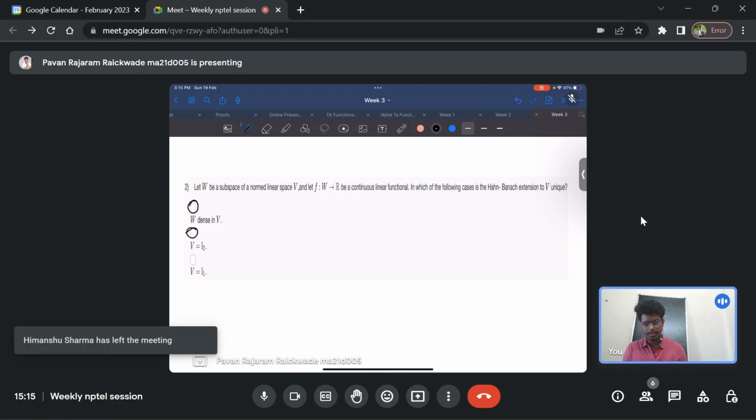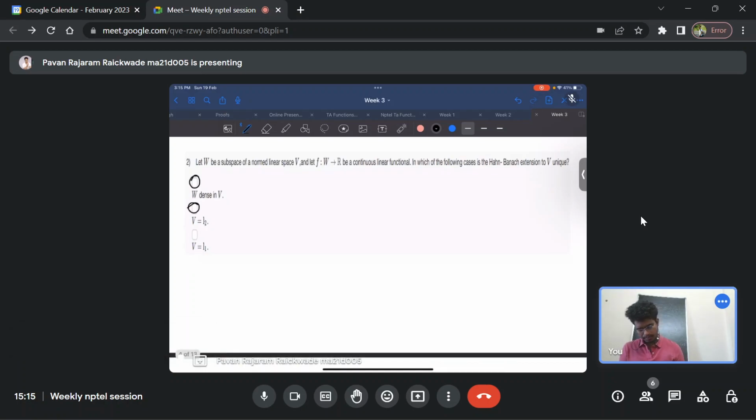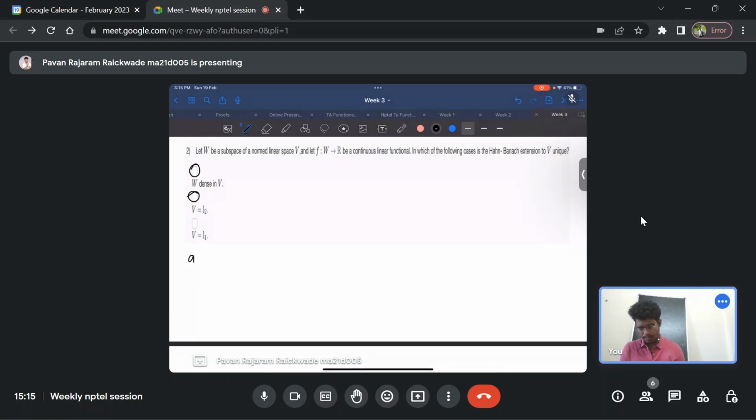I'll tell you first why W dense implies the extension is unique. For the first option, you don't even need the linear space or anything. If W is a dense subspace of a metric space, and you have a function which is continuous on W, then it can be extended uniquely to the whole space because of denseness and uniform continuity. That's a different theorem, but similar lines will follow here. The only thing beneficial here is that linear continuity implies uniform continuity.